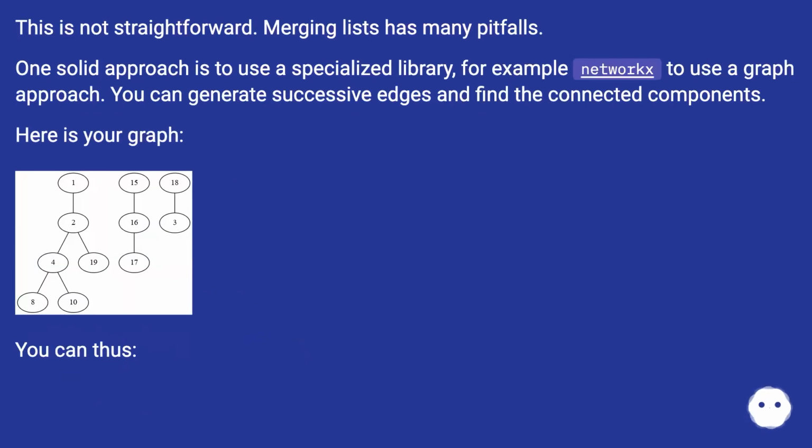This is not straightforward. Merging lists has many pitfalls. One solid approach is to use a specialized library, for example networkx, to use a graph approach. You can generate successive edges and find the connected components. Here is your graph.